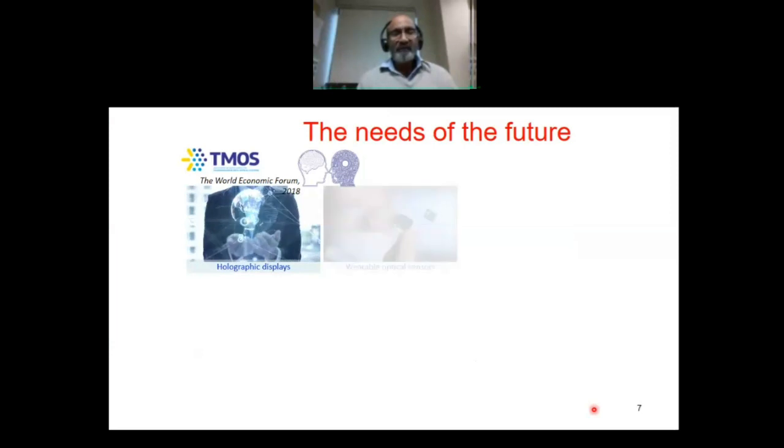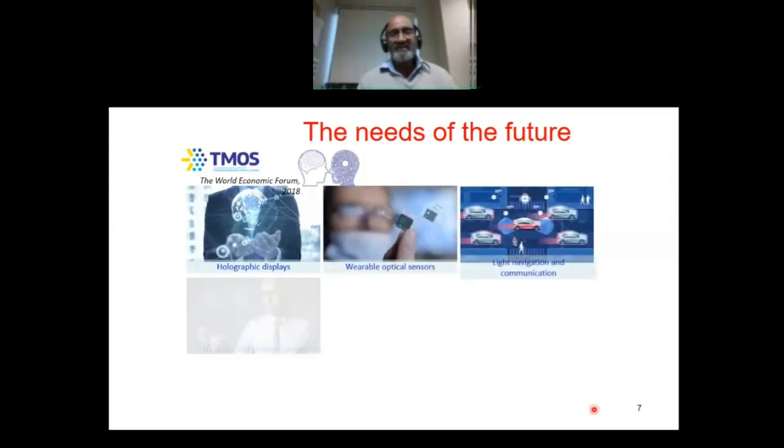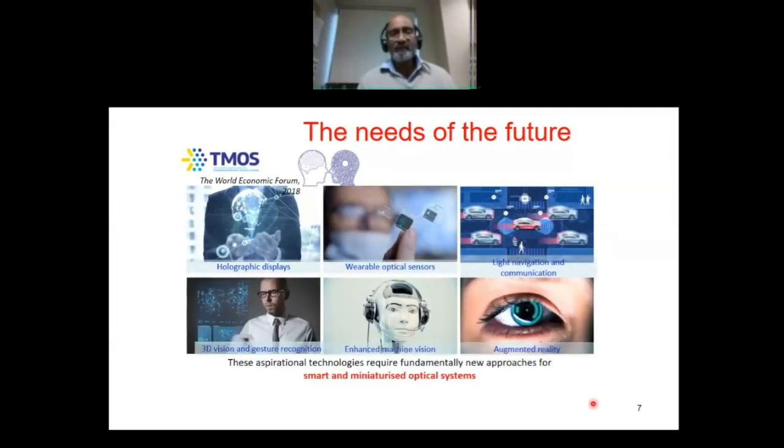So the World Economic Forum in 2018 identified the technologies needed for the future. They identified holographic displays coming out of our phones, for example, and wearable optical sensors that monitor your health and report to your doctor as and when your health condition is changing. Also light navigation and communications, like LiDAR technology, and also 3D vision and gesture recognition, and enhanced machine vision and augmented reality. All these technologies require miniaturized and smart optical systems.